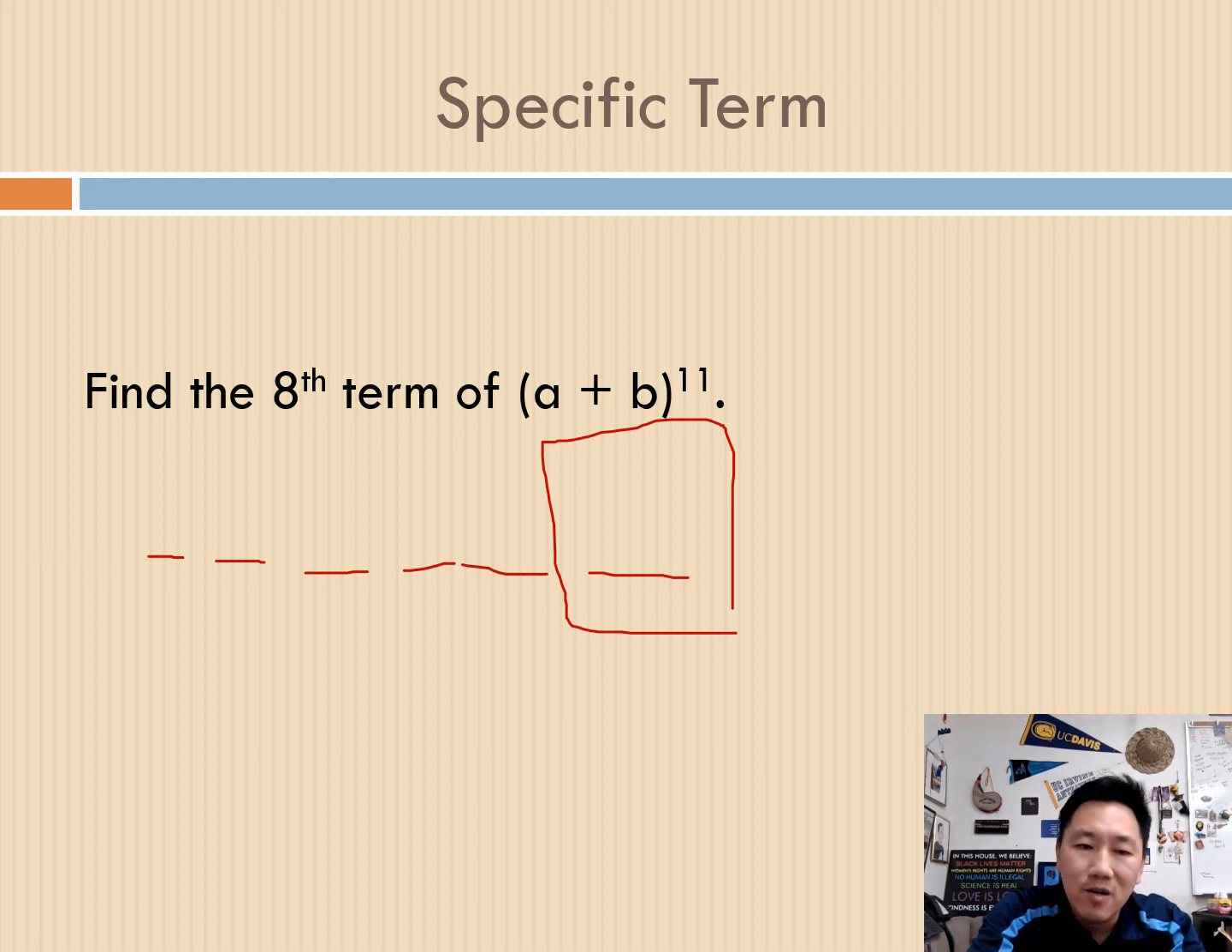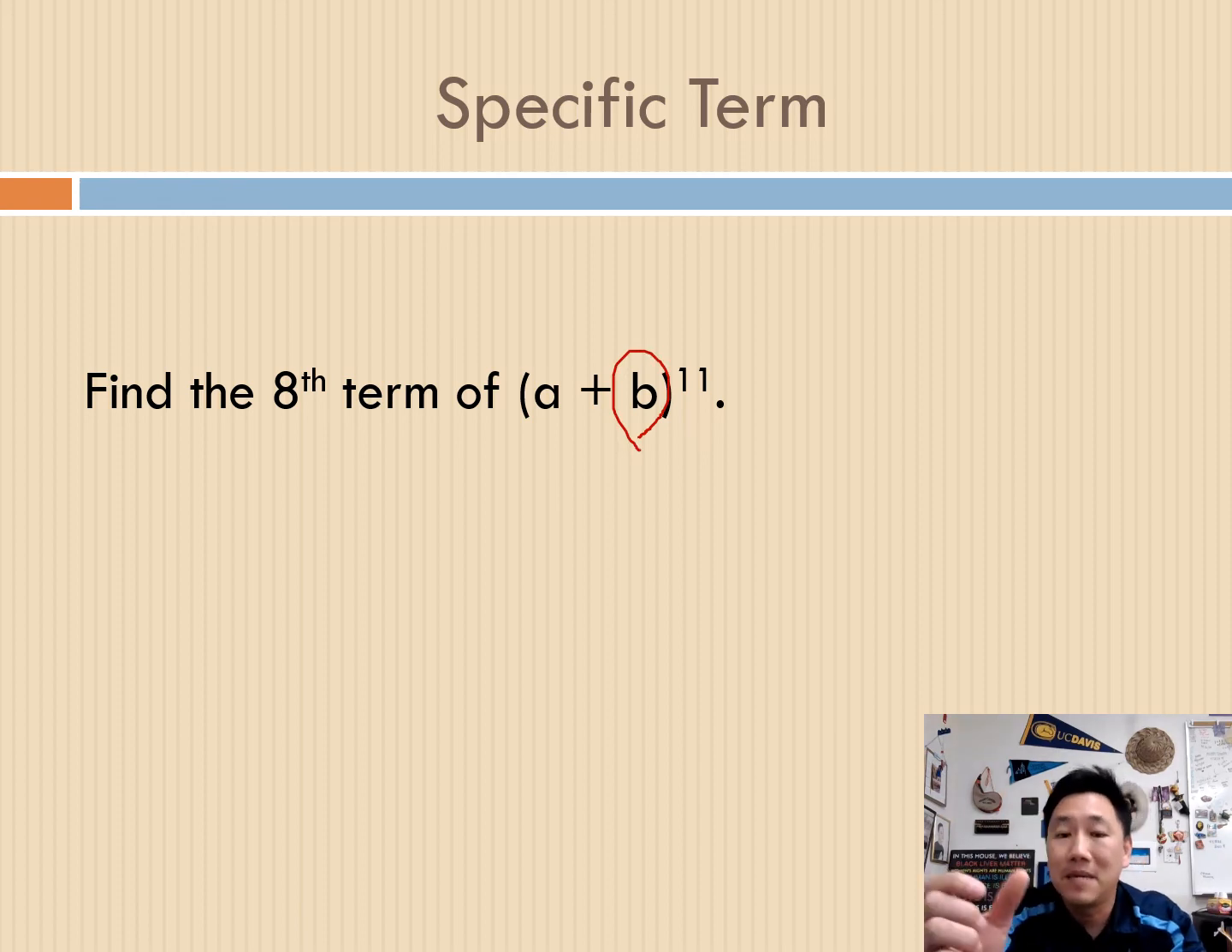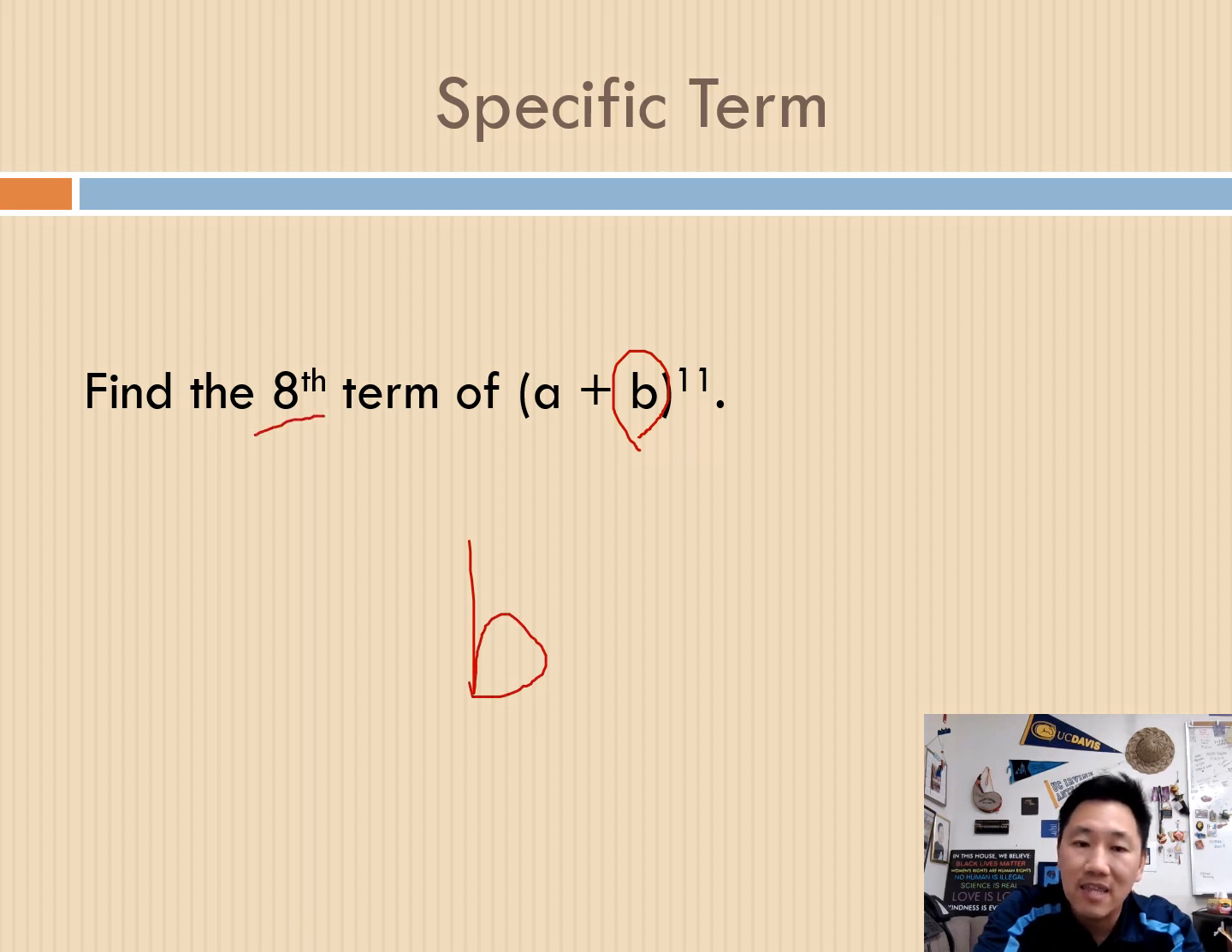The 8th term will always have 1 less power for that b term. So it'll always be whatever the b is, and then if they're asking for the 8th term, it's always going to be to the 7th power. So 1 less degree than what they ask for. There it is.